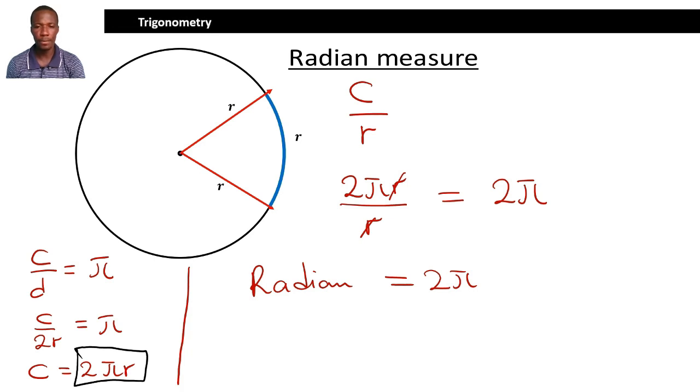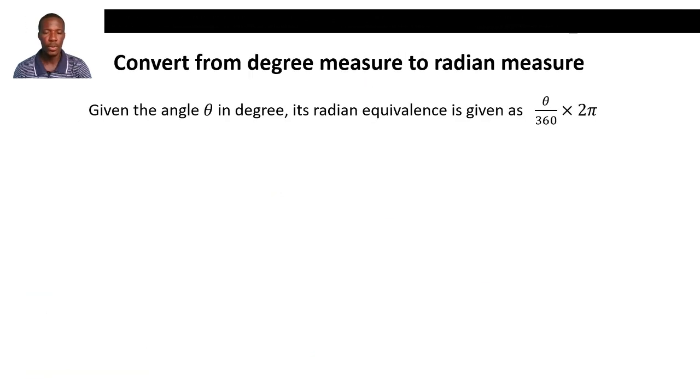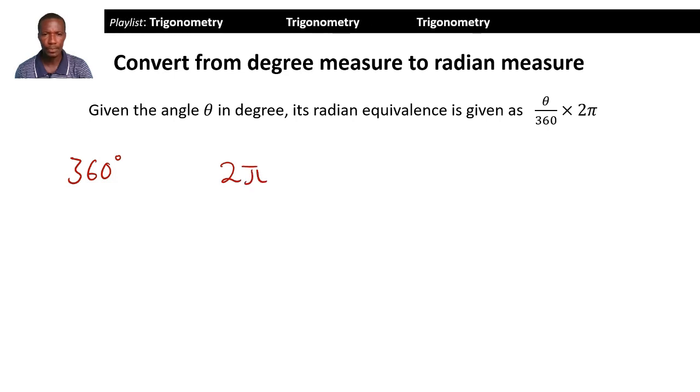And then for degree measure, the total number of degrees in a complete revolution is 360 degrees. So let's take note of this. We have established that for a complete revolution, the total number of angles in a degree measure will be 360 degrees, and the total number of angles in a radian measure will be 2 pi. That means the two are equivalent.